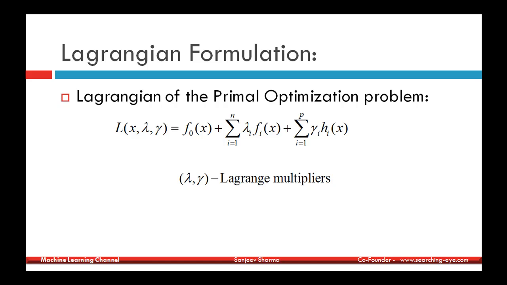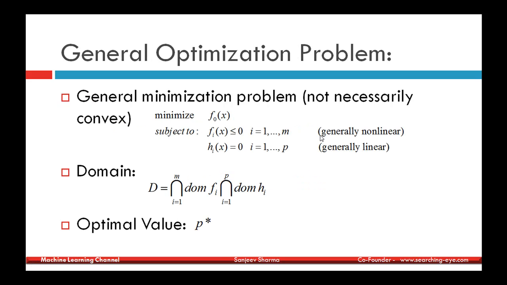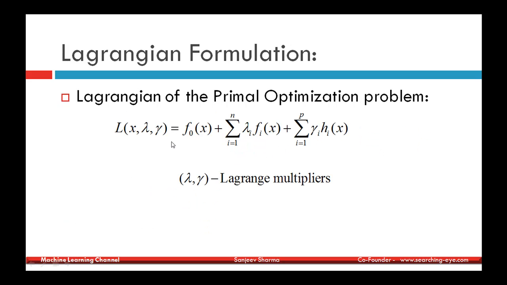So we can introduce the Lagrange multipliers lambda and gamma for the inequalities and the linear equalities, that is fi's and hi's, where lambda i is a Lagrange multiplier associated with the ith inequality, and gamma i is a Lagrange multiplier associated with the ith equality. So lambda and gamma are the Lagrange multipliers, and here is the Lagrangian function, which is a function of the primal variable x and the dual variables lambda and gamma. So L is a function of x comma lambda comma gamma.